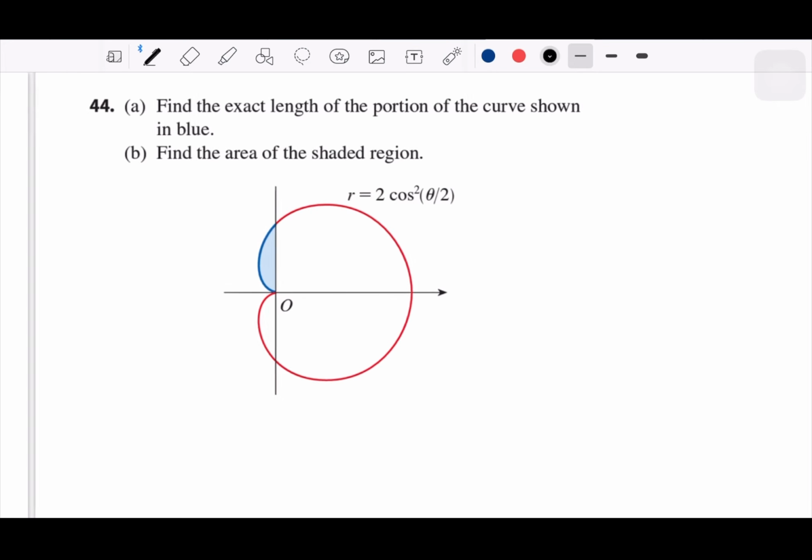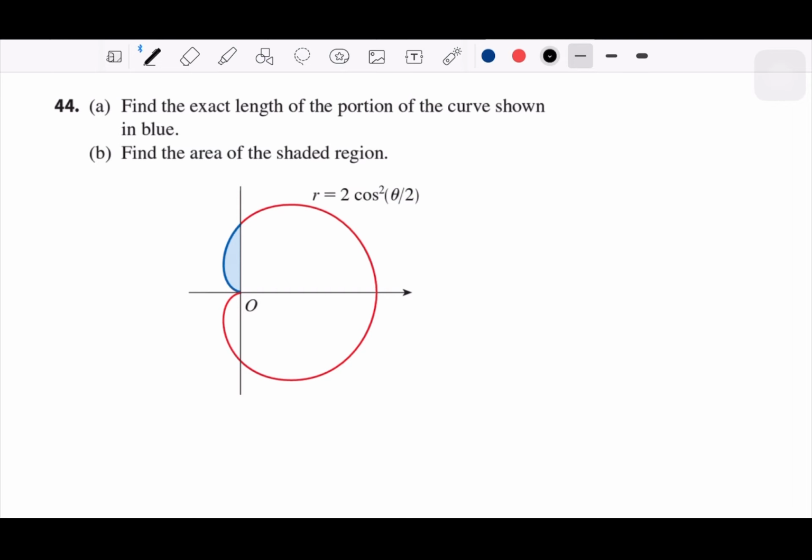So first, you already have the picture, so no need to draw or sketch. What you need to compute is, first, the length of the curve, and second, the area. Both questions will ask you to use some integrations, and in doing so, you need to have some numbers as your starting point and your end point, right?